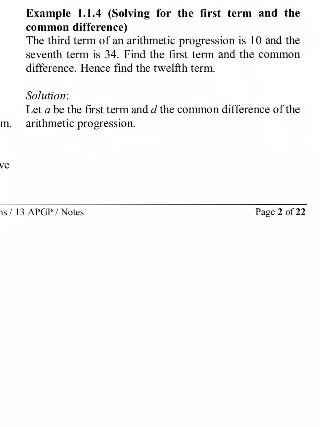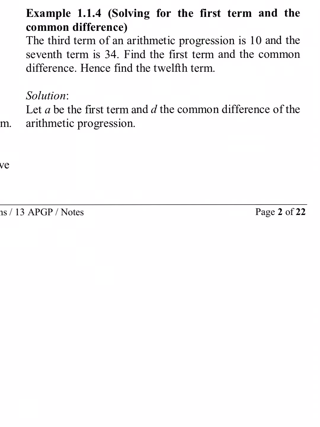In this example, we will learn how to solve simple word problems involving AP. So you are given that the third term of the AP is 10 and the seventh term is 34. Find the first term and the common difference and find the 12th term.